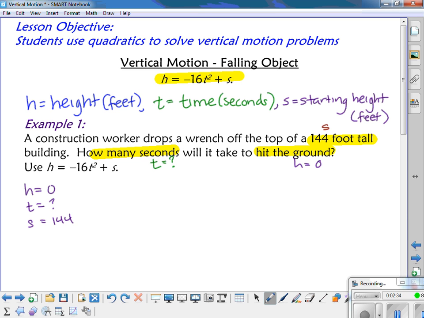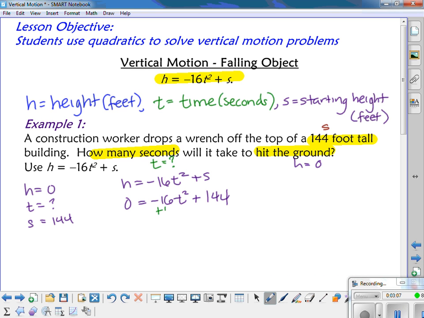So you just put that into the equation. h equals negative 16t squared plus s. Where the h is, I put a 0. I just leave the t squared alone because I don't know what it is, and where the s is, I put 144. Now it's just a matter of solving and getting t squared alone. These are the kind of problems that you can do using square roots because there's no t term in the middle. There's just a t squared and a number.